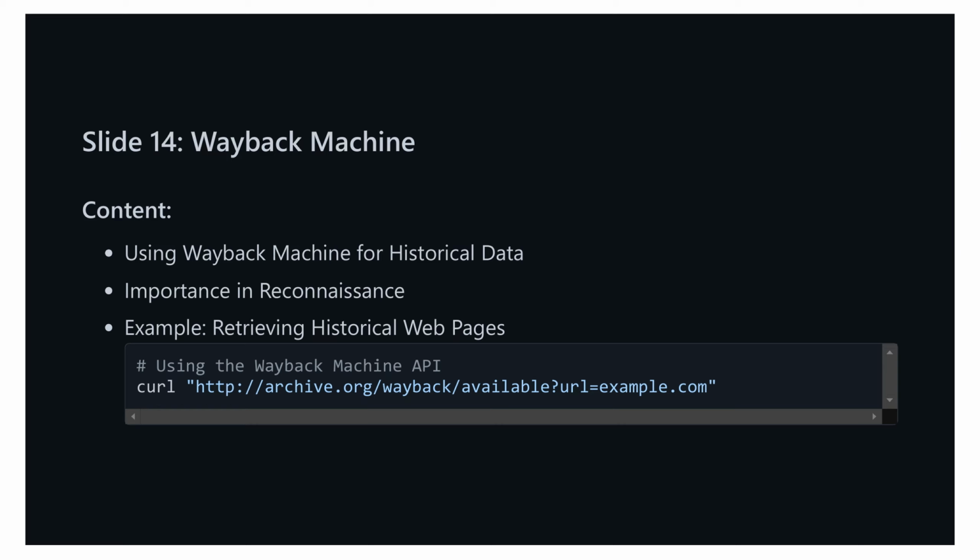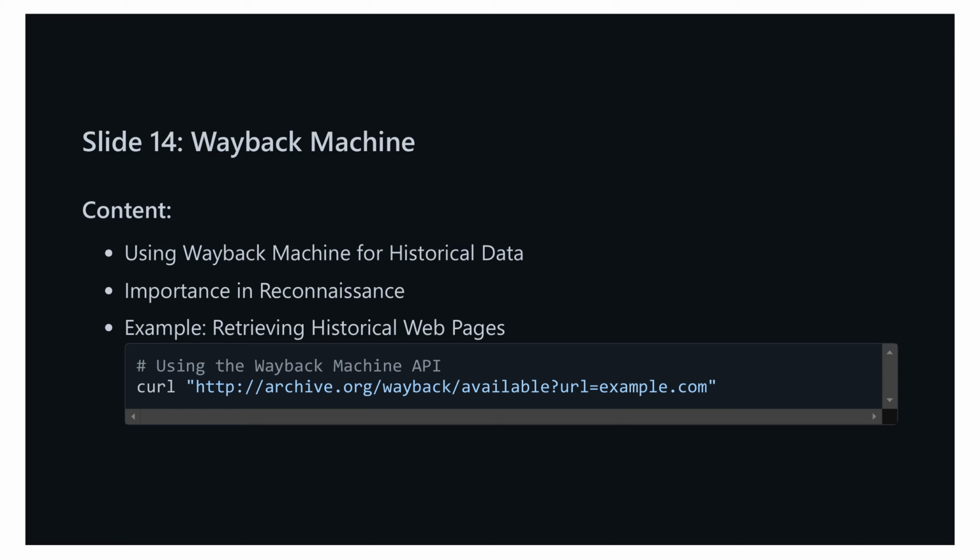Now moving on to slide 14, we focus on the Wayback Machine. This tool plays a critical role in reconnaissance by allowing us to retrieve historical web pages. Using the Wayback Machine can provide us with valuable insights into what a website looked like in the past, which can uncover information such as previous vulnerabilities, structural changes, and content that has since been removed. This historical data is indispensable during penetration testing as it helps paint a complete picture of the target.